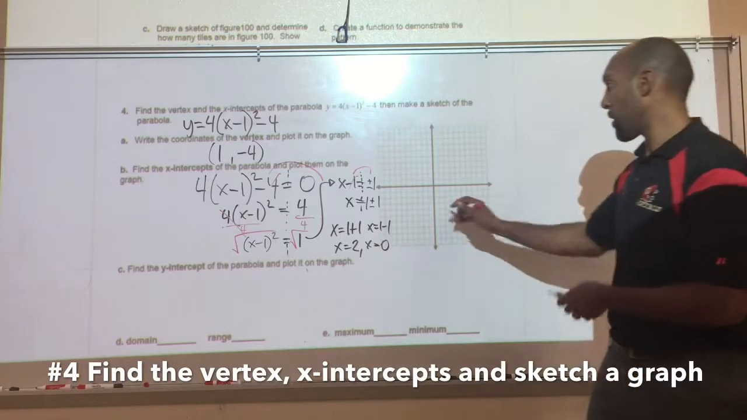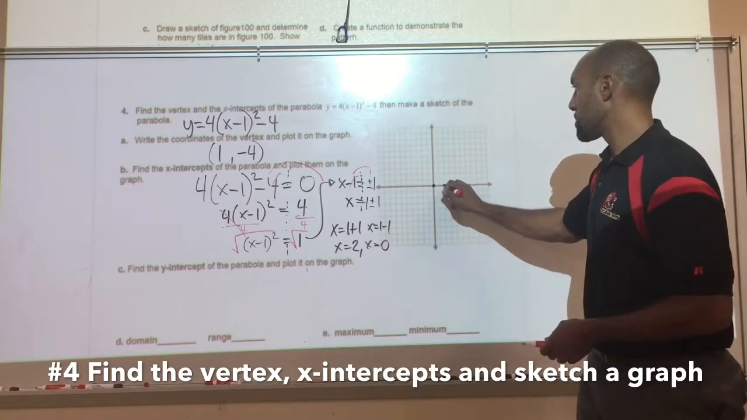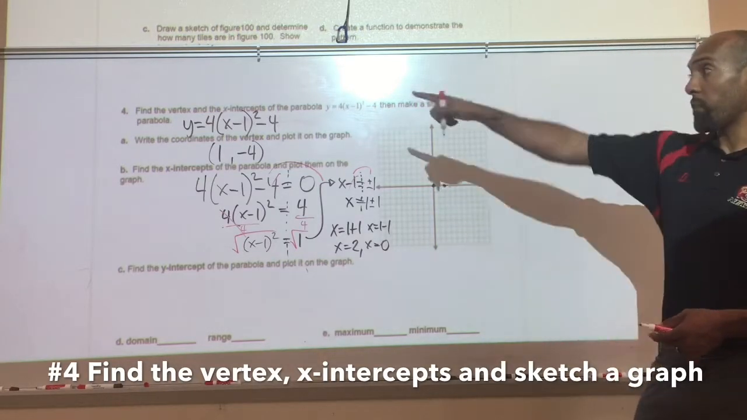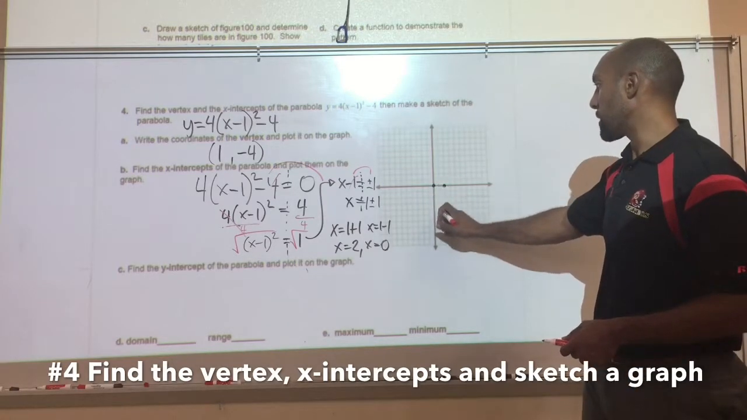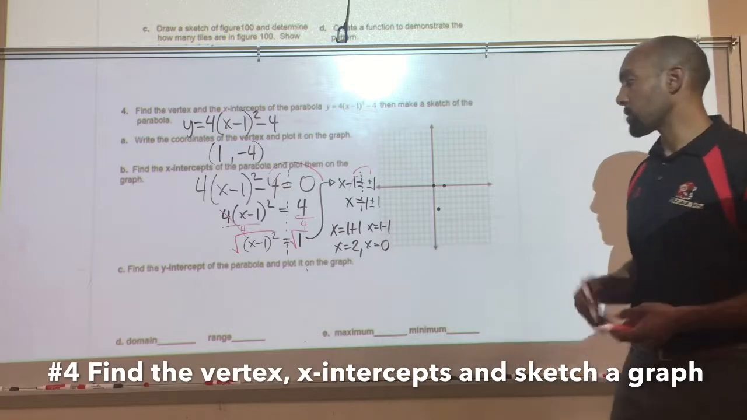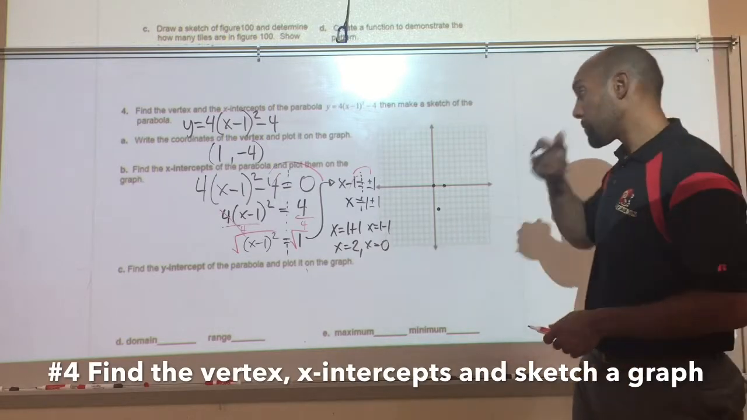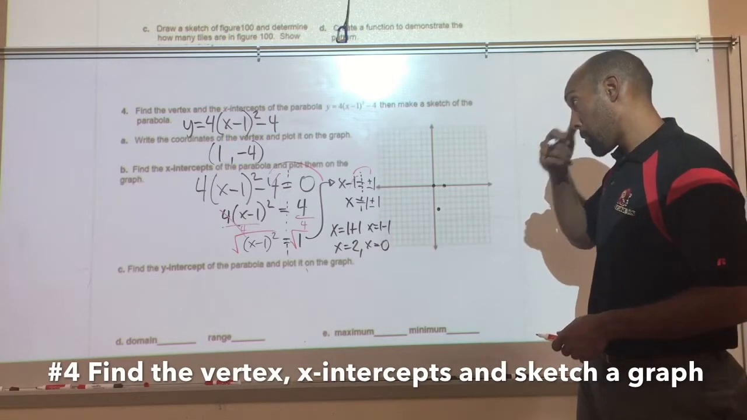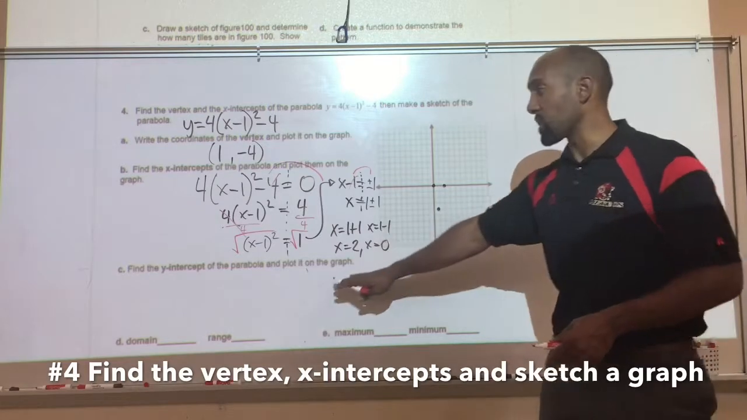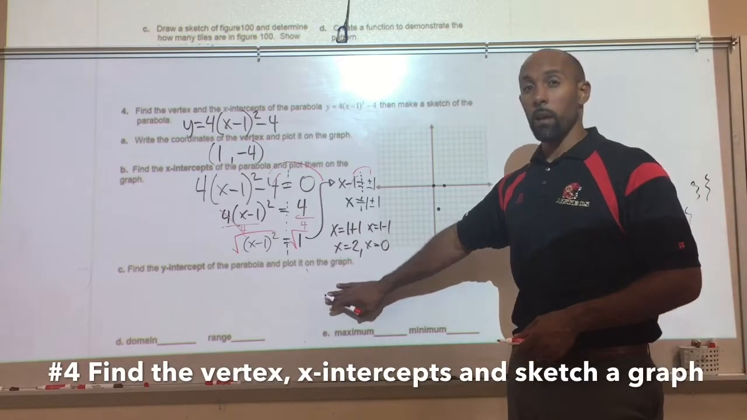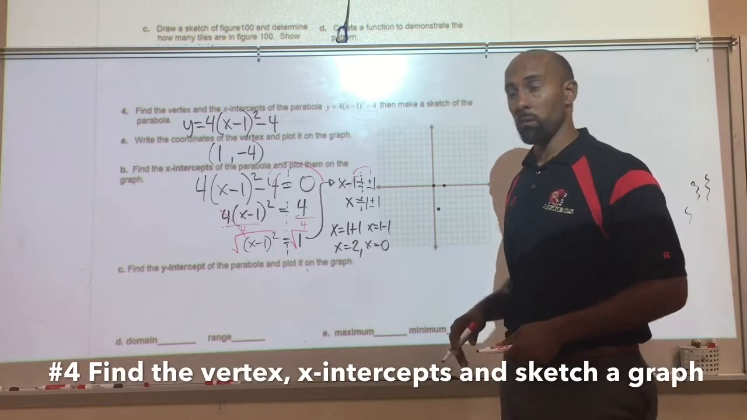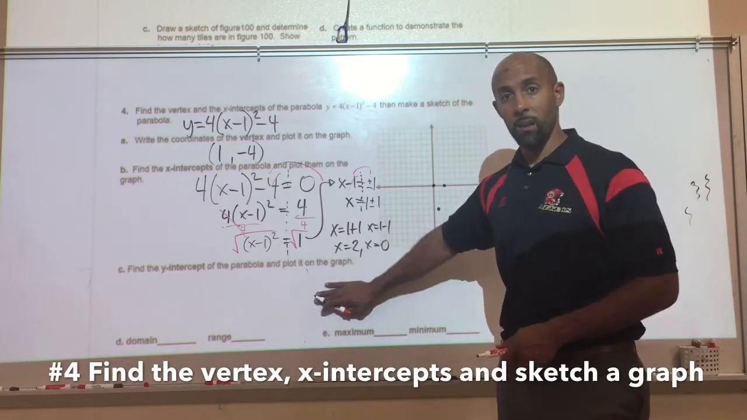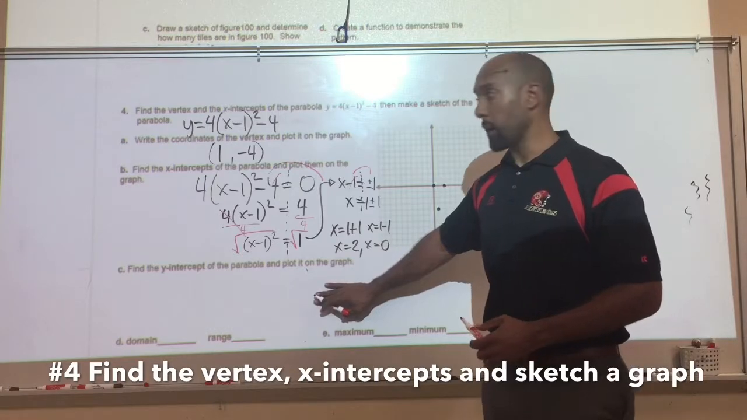So let's go ahead and plot them on the graph. 0, 2, right there. And we have our vertex. So I should have plotted that on the graph already. So over 1, down 4. Okay, so we have a graph. Okay, so the next question is find the y-intercept. Now for you guys that are taking my test, you're not going to actually have to find this, but I'm going to go ahead and show it to you. I'm going to leave that on the test, and it'll be like an extra credit question, okay?